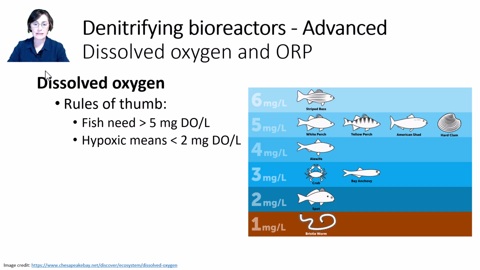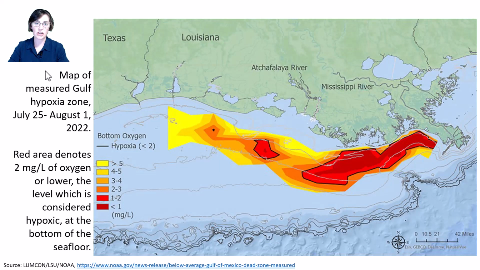Another rule of thumb is that hypoxic conditions, that is, low oxygen conditions, are considered to occur at DO concentrations of about 2 or less. And you see that illustrated here from the 2022 measurements of the Gulf of Mexico hypoxic zone. The DO levels of less than 2 measured at the bottom of the Gulf are in those red colors.